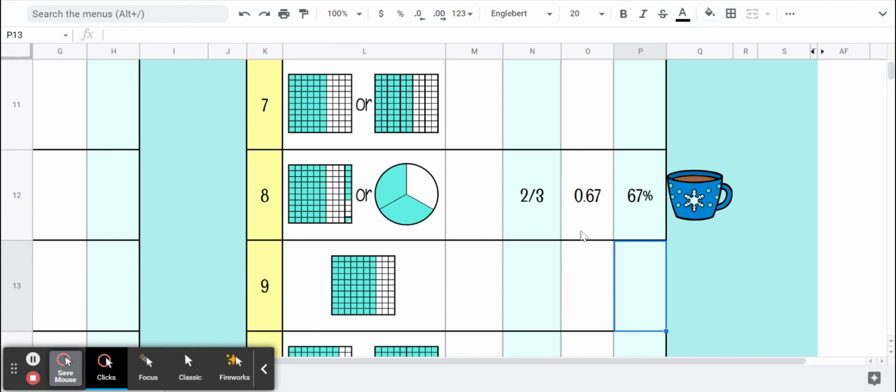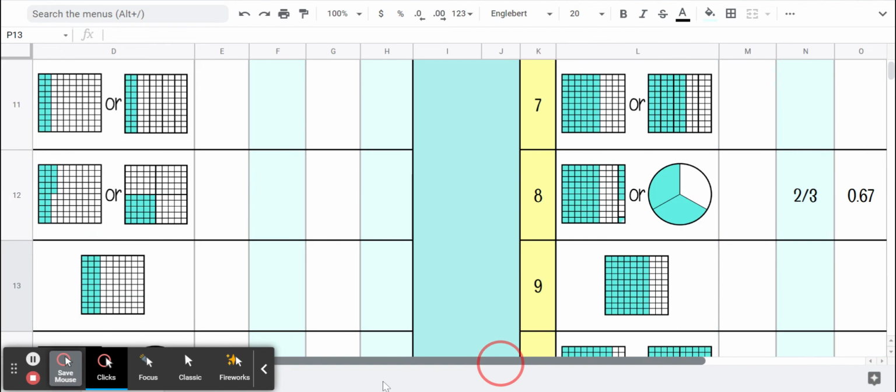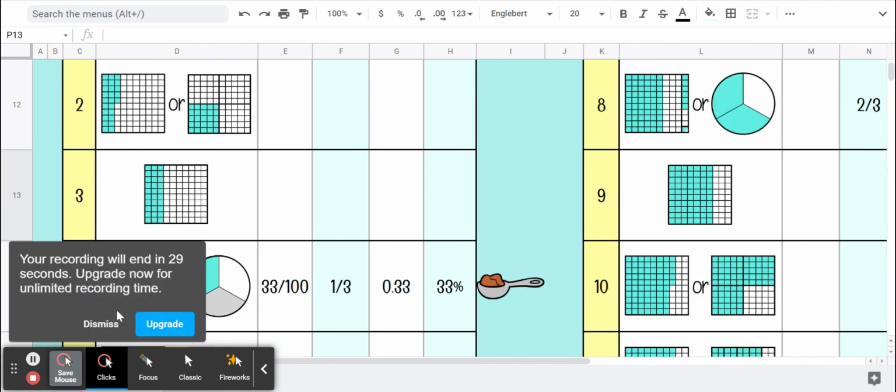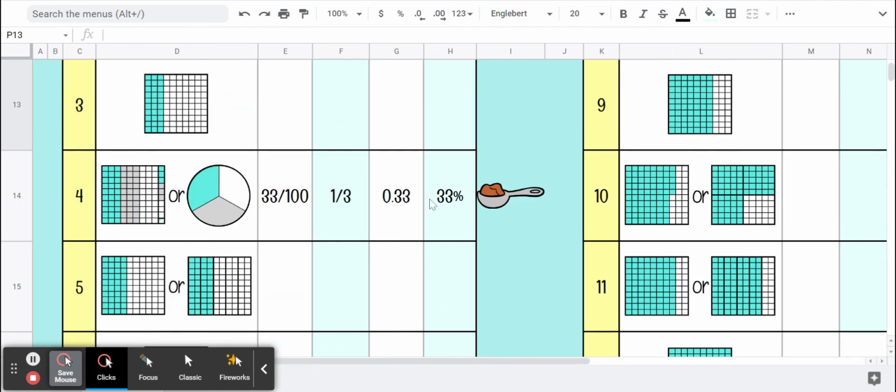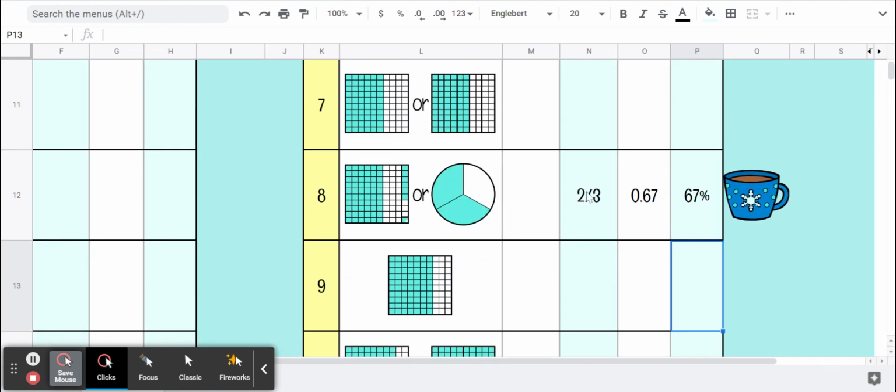These two fractions are kind of silly, but we want to have them memorized. Okay, so we need to remember that 1/3 is 33% and 2/3 is 67%. We need to remember those. Make flashcards if you need to.